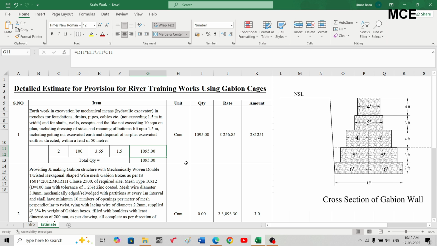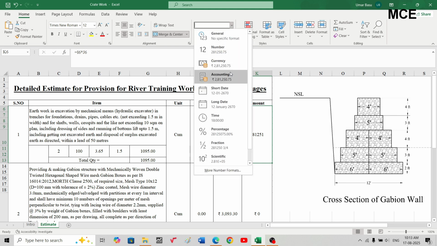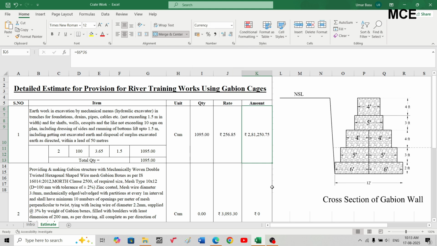So total will be 1095 cubic meters. The rate for this item in SOR is 256.85 Indian rupees per cubic meter. So total amount will be 1095 into 256.85, which is equal to 2,81,251 Indian rupees. So this was for the first item.